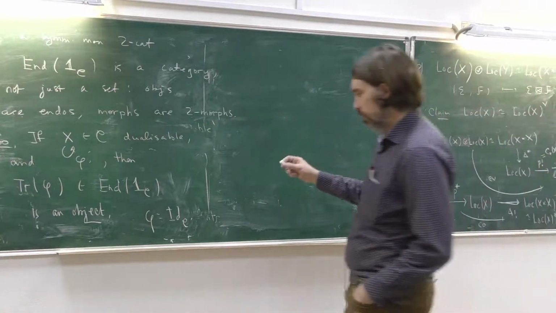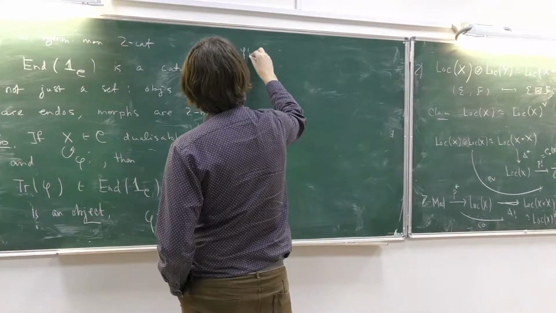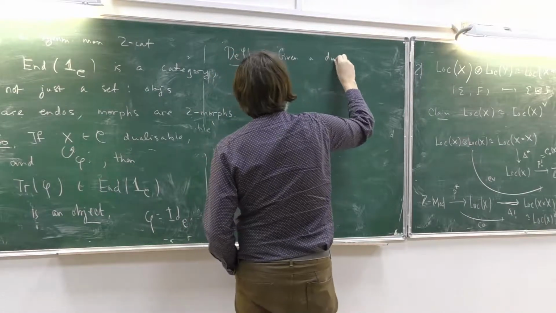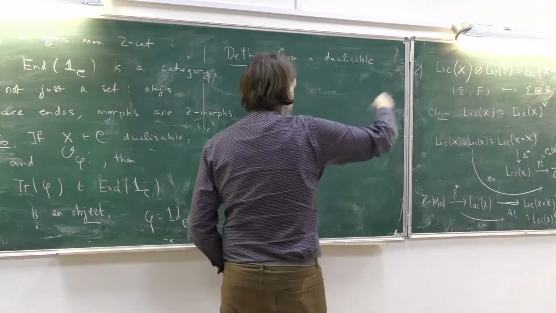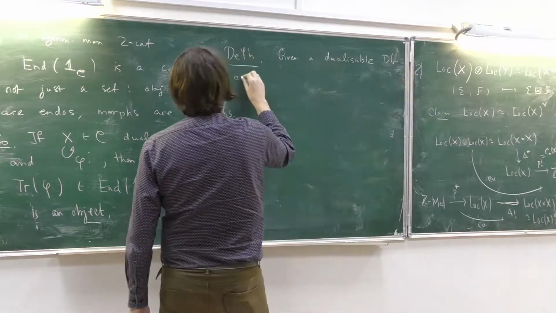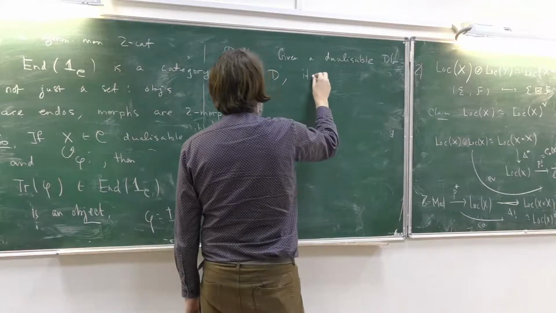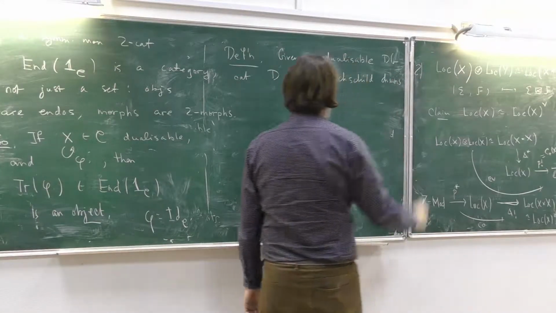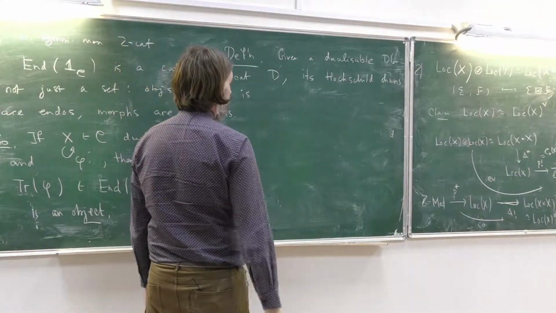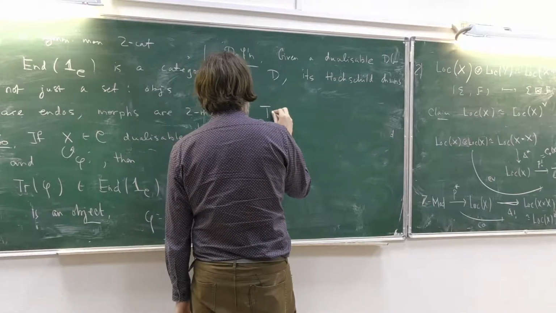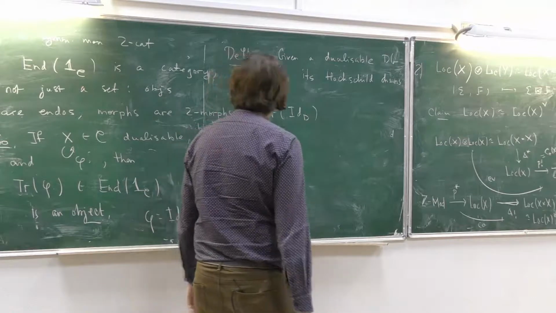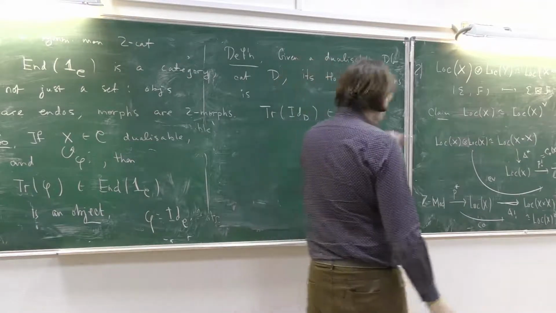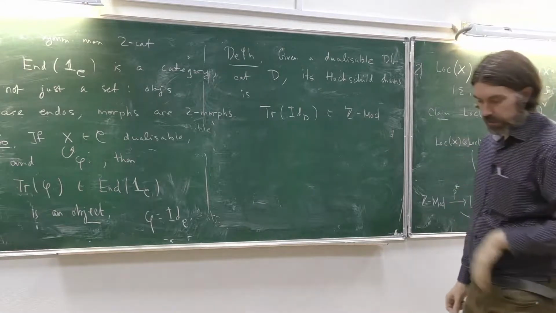So let's do examples. Well, actually, let me give a definition. Given a dualizable DG category, for instance DG modules or local systems, its Hochschild chains, let me say it like this, is going to be trace of the identity on D, but thought of as a Z module, or K module if you have some ground commutative ring. How do I think of this as a Z module?